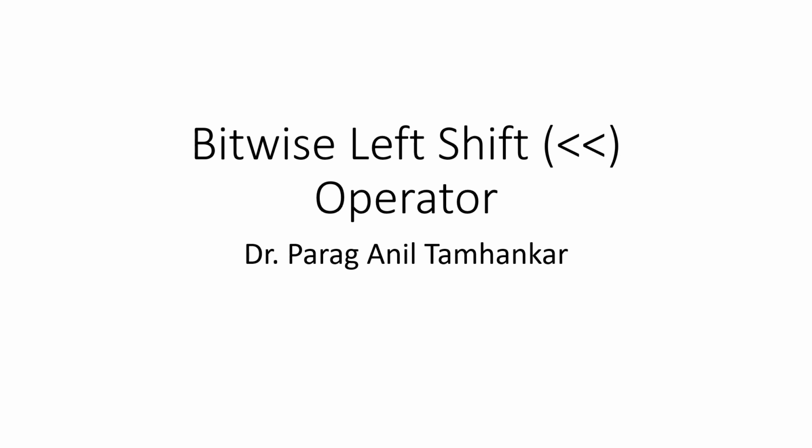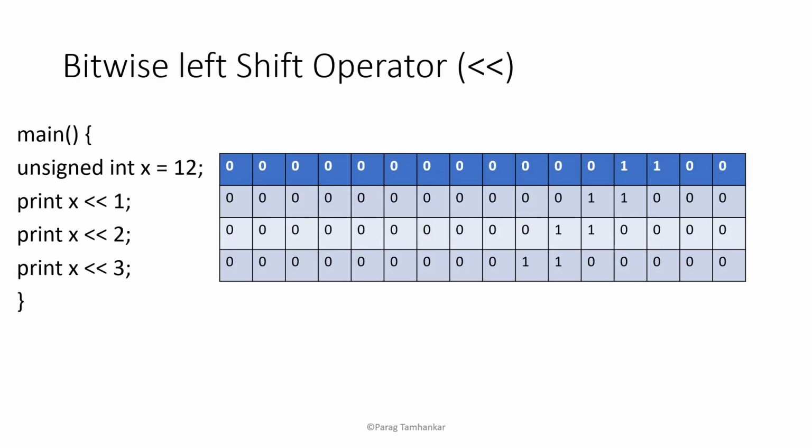Hello all. In this video, we will study how the bitwise left shift operator works. Consider this simple example. Suppose we are given a variable x which is an unsigned integer, so it only stores non-negative values. And assume that the memory required for an unsigned integer is 2 bytes.